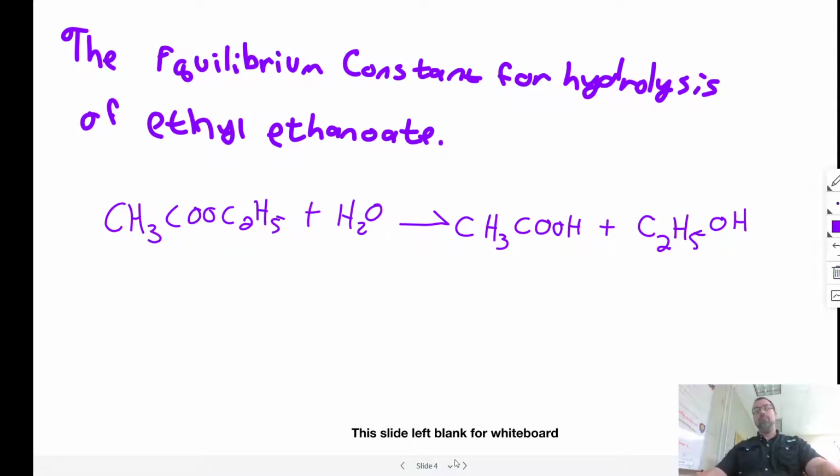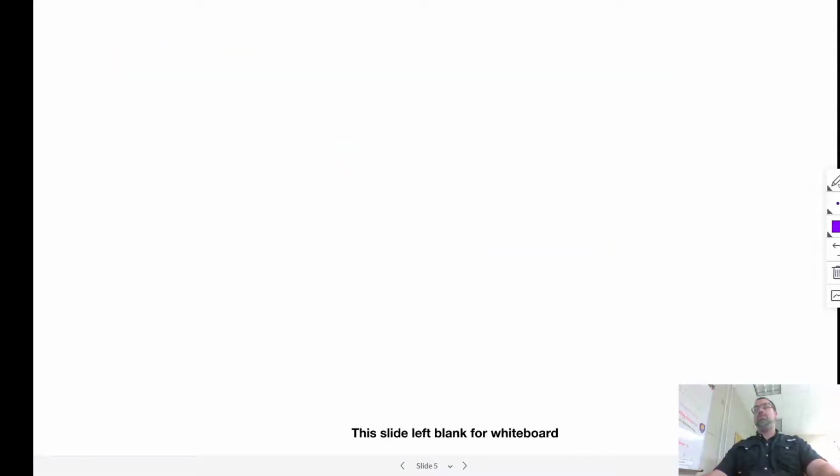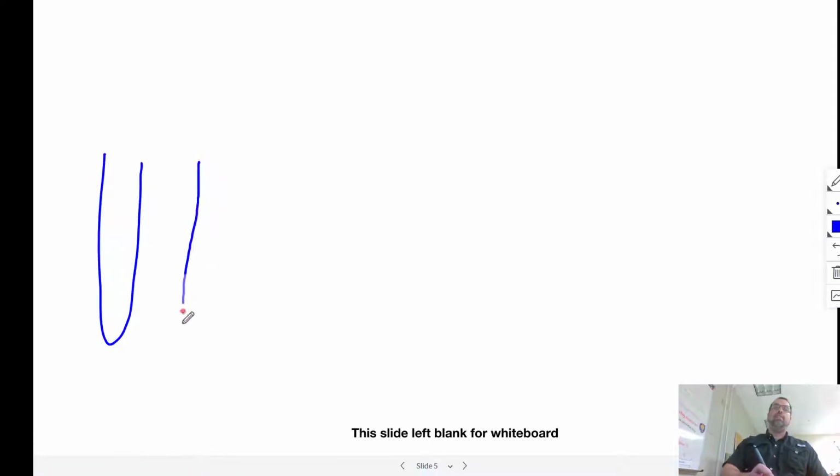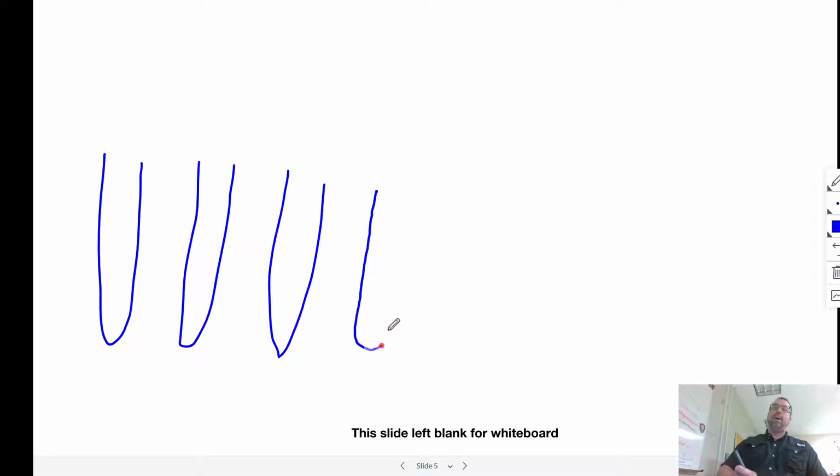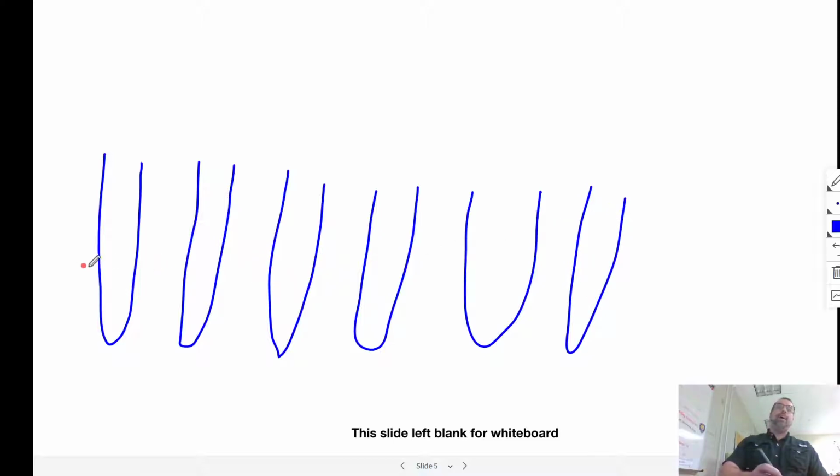Okay, now in this lab, you ended up having 6 different test tubes. Okay, and in these 6 different test tubes, you had one common factor. Okay, and that common factor was that you had some hydrochloric acid. Okay, so each test tube we filled up with the same amount of hydrochloric acid. Okay, we filled it with 5 milliliters of 2 molar hydrochloric acid.